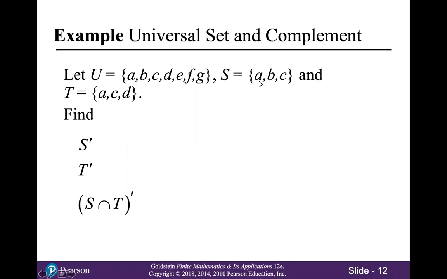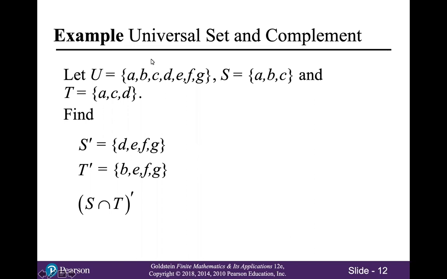Since S contains the elements A, B, C, S complement would contain all the other letters that are in U, which would be D, E, F, G. Same thing for T. T contains the letters A, C, D. So T complement would be all the other letters, B, E, F, G. Now, the complement of S intersect T, that takes a little bit more work.